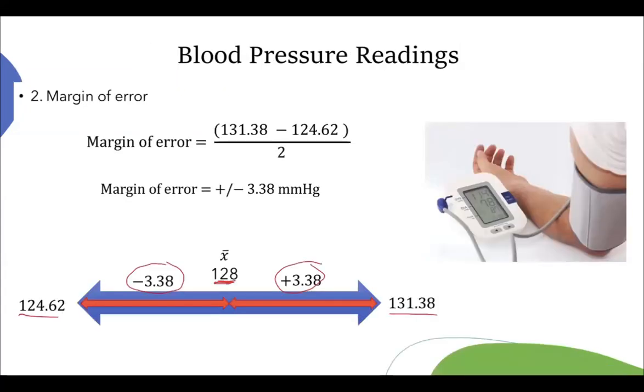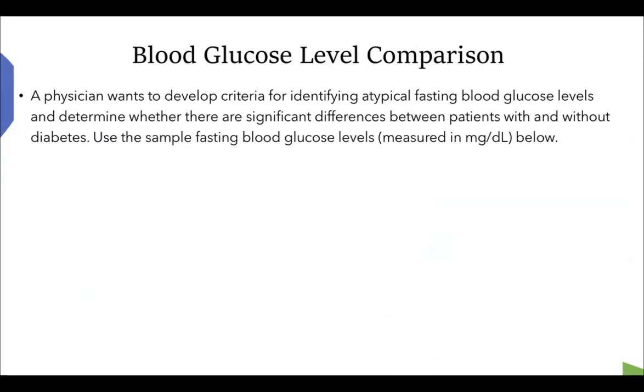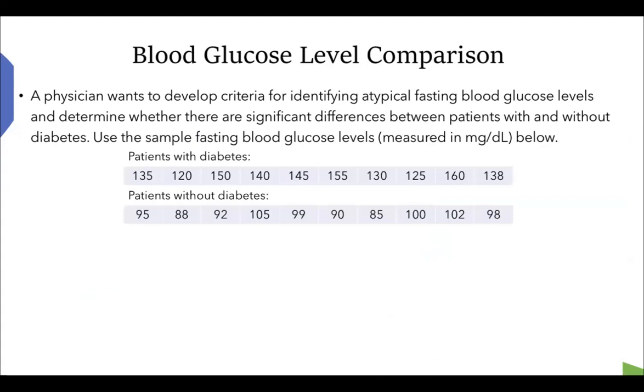Okay, let's compare. We're going to do a problem where we compare two different, we're going to look at patients with diabetes and without diabetes and do a blood glucose level comparison. So this problem is a little different than the previous problems involving confidence intervals because instead of providing you with a sample mean, this problem gives you raw data and you have to figure out the sample mean.